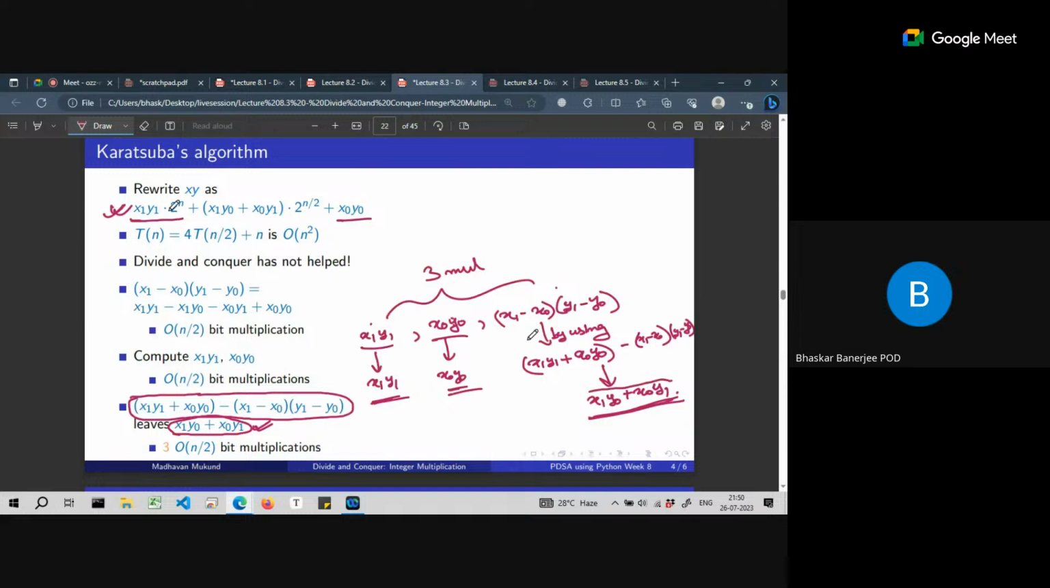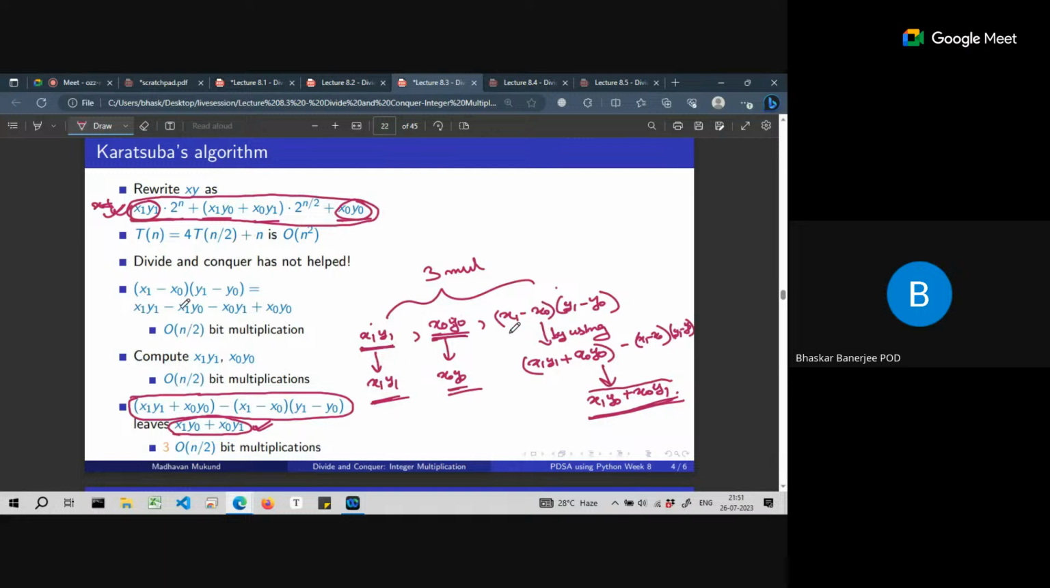So I got this expression which I needed. In order to do x into y, so this is xy. X into y is equal to this whole expression. This is the final thing that I need. Now x1 y1 I have calculated separately. x0 y0 is also calculated separately. So these two are already there. But I need x1 y0 and x0 y1 now. If I do it separately, then it would be 4 multiplications.